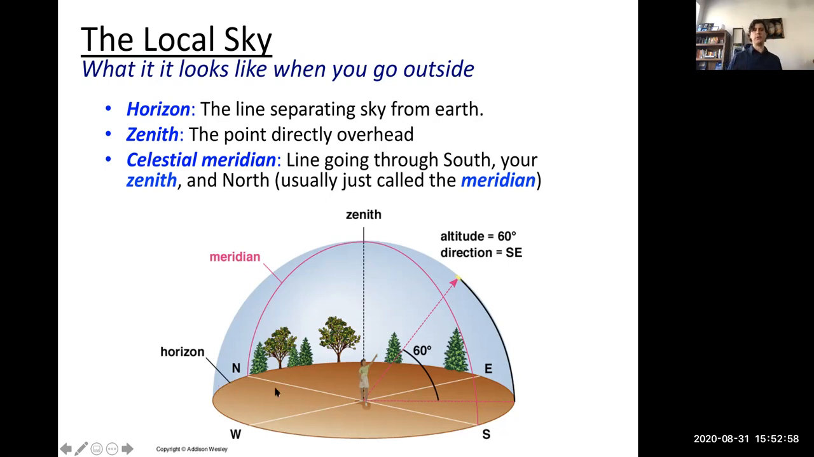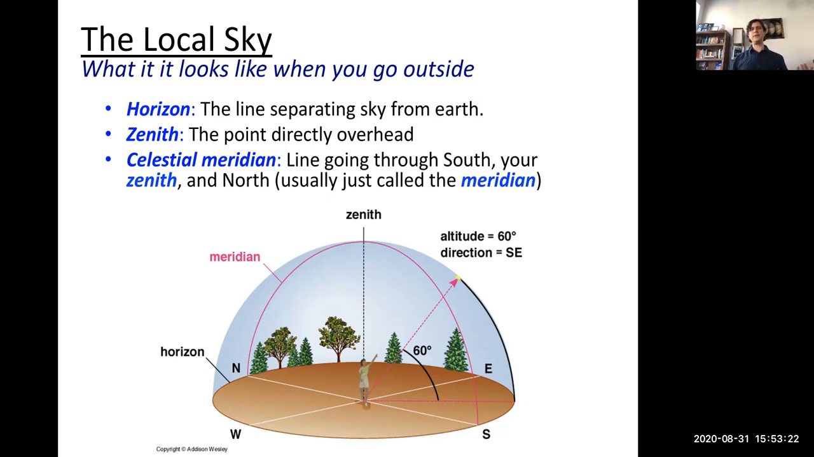A new term for you is zenith, which is really just a fancy or official way to refer to the point in the local sky directly above your head. So if I look straight up and point, I am pointing at my zenith, the point directly overhead. It's what lives directly over your head. So for this person, the zenith is directly over their head.